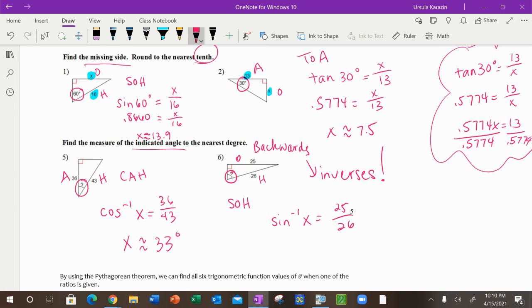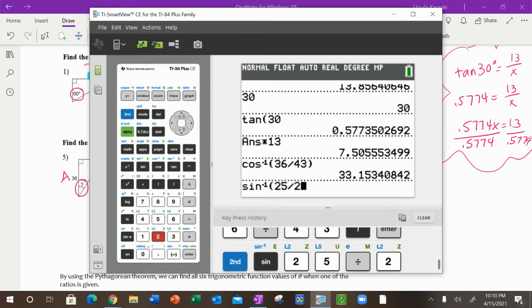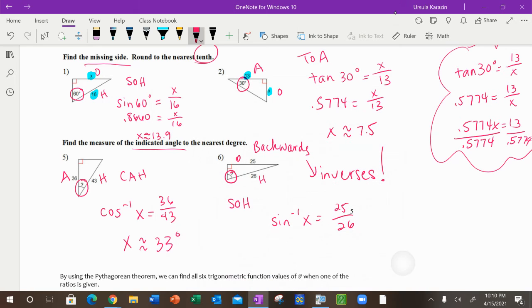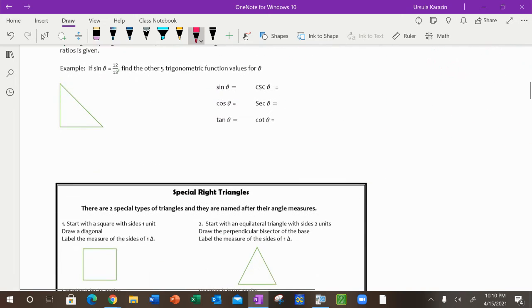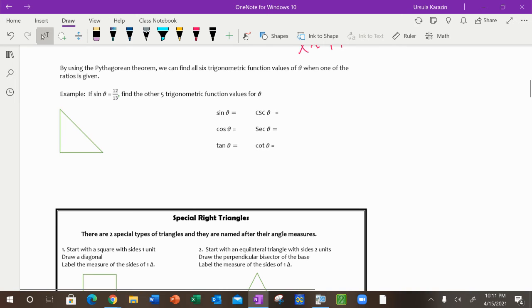So if I go to my calculator, inverse of sine 25 divided by 26 is 74 degrees. Okay, so x is about 74 degrees. All right, so that should be all review. Let's see how this can get a little more interesting, now that you know a little bit more about some other trig functions.